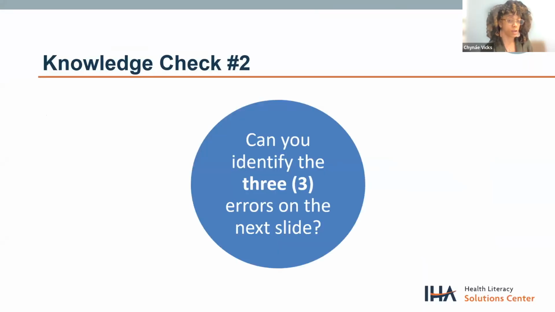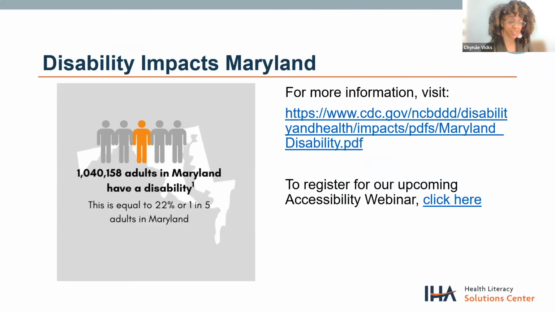All right, last knowledge check. Looking at this slide, and again, content isn't necessarily important, but just by looking at this slide, what are 3 areas that you can identify? So think about the hyperlinks, think about color, font, all of those things that we talked about. This one might be a little tricky.